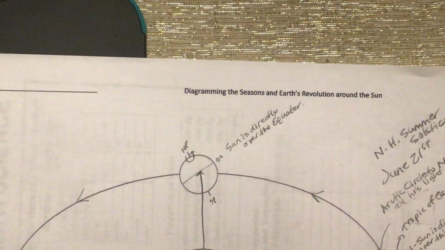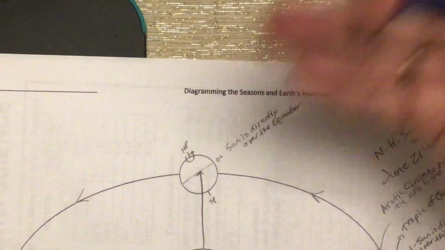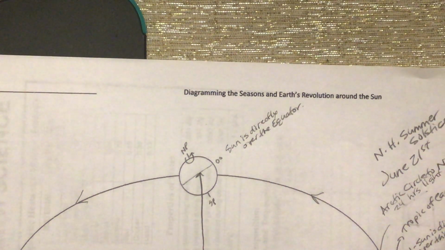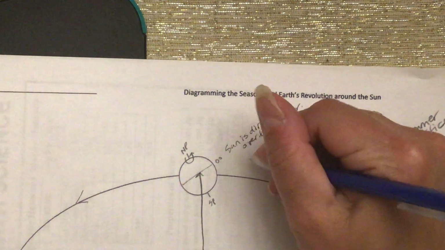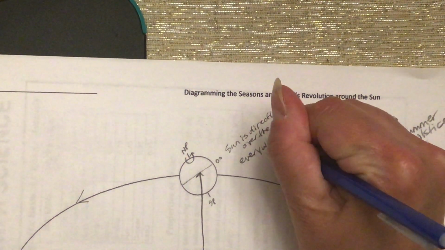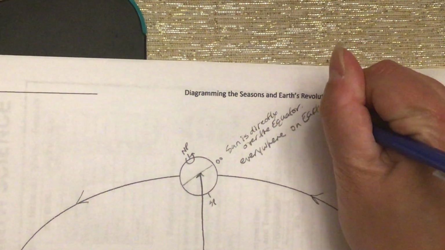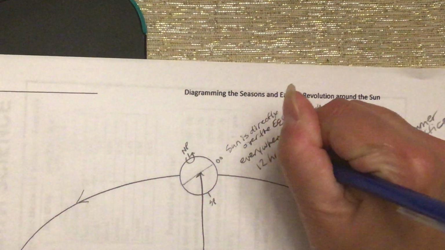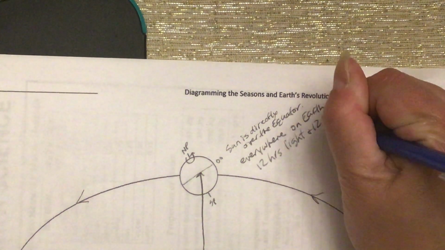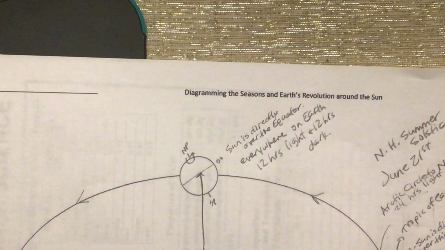Where's the dark side of Earth? It's on the other side. We can't draw it. It's on the other side. Okay. Sun's directly over the equator. Everywhere on Earth, how much light, how much dark? Everywhere on Earth, 12 hours light and 12 hours dark.